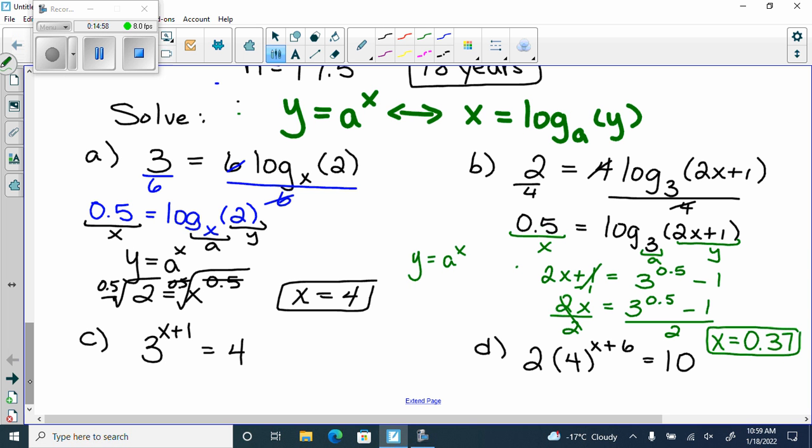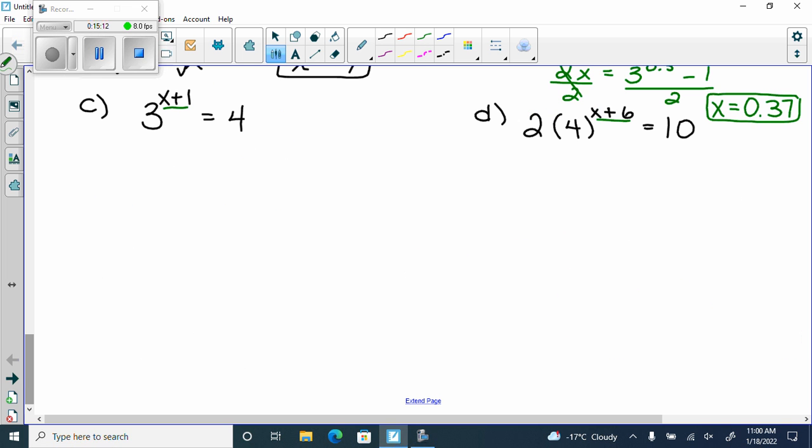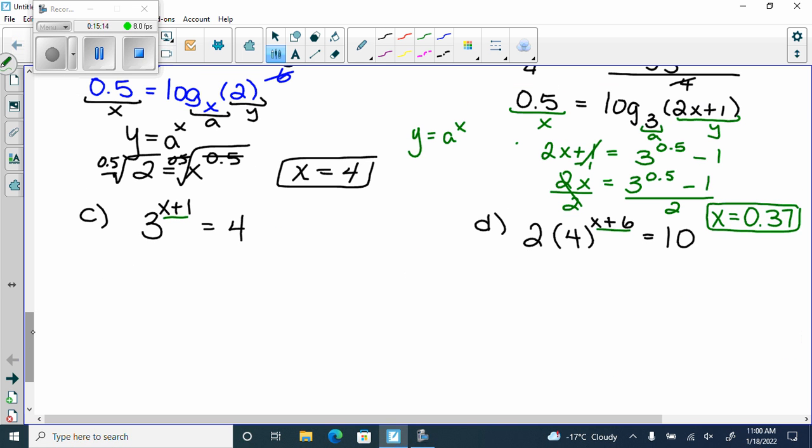So these are exponentials. The moment you have a variable in the exponent, you're going to have to convert it to a log if you can't make a common base. Remember we did the common base thing too? So this is y, this is a, this is x, and we have to convert it to x equals log base a of y.